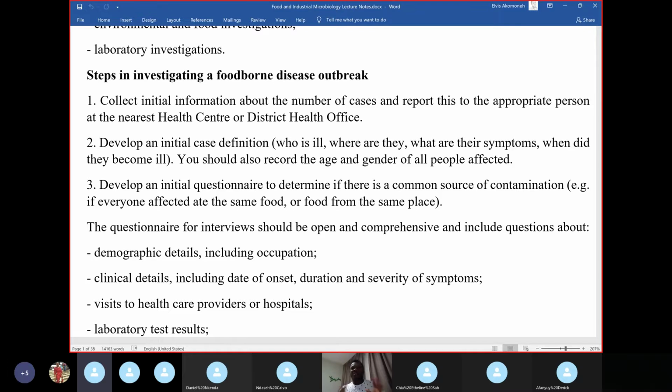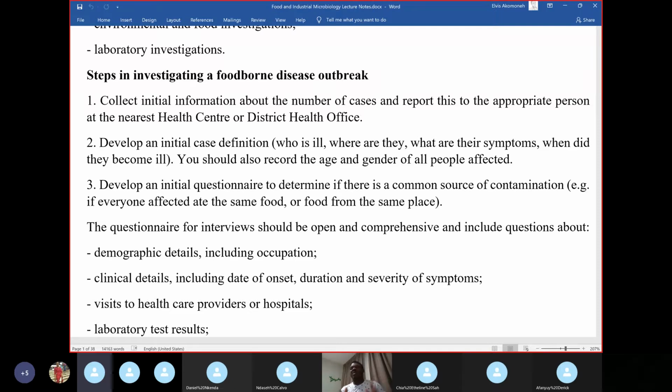Was it in Bambili? Was it in the city of Bamenda? Was it as we were traveling from Bamenda to Boya? Those are things that will guide us in further investigation. What are the symptoms? Remember, the presence of fever will already guide us towards what? A foodborne infection. The absence of fever will already guide us towards what? A foodborne intoxication. When did they become ill?